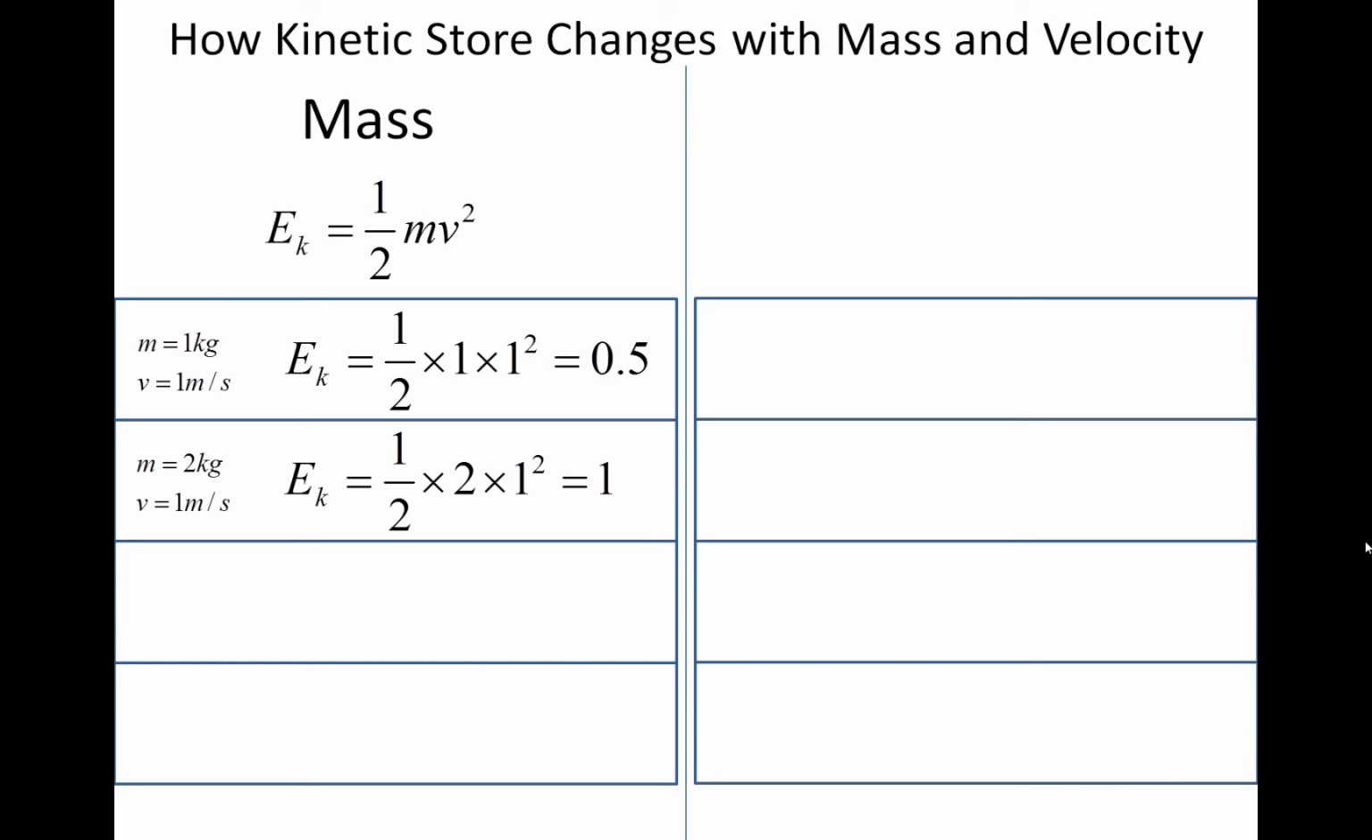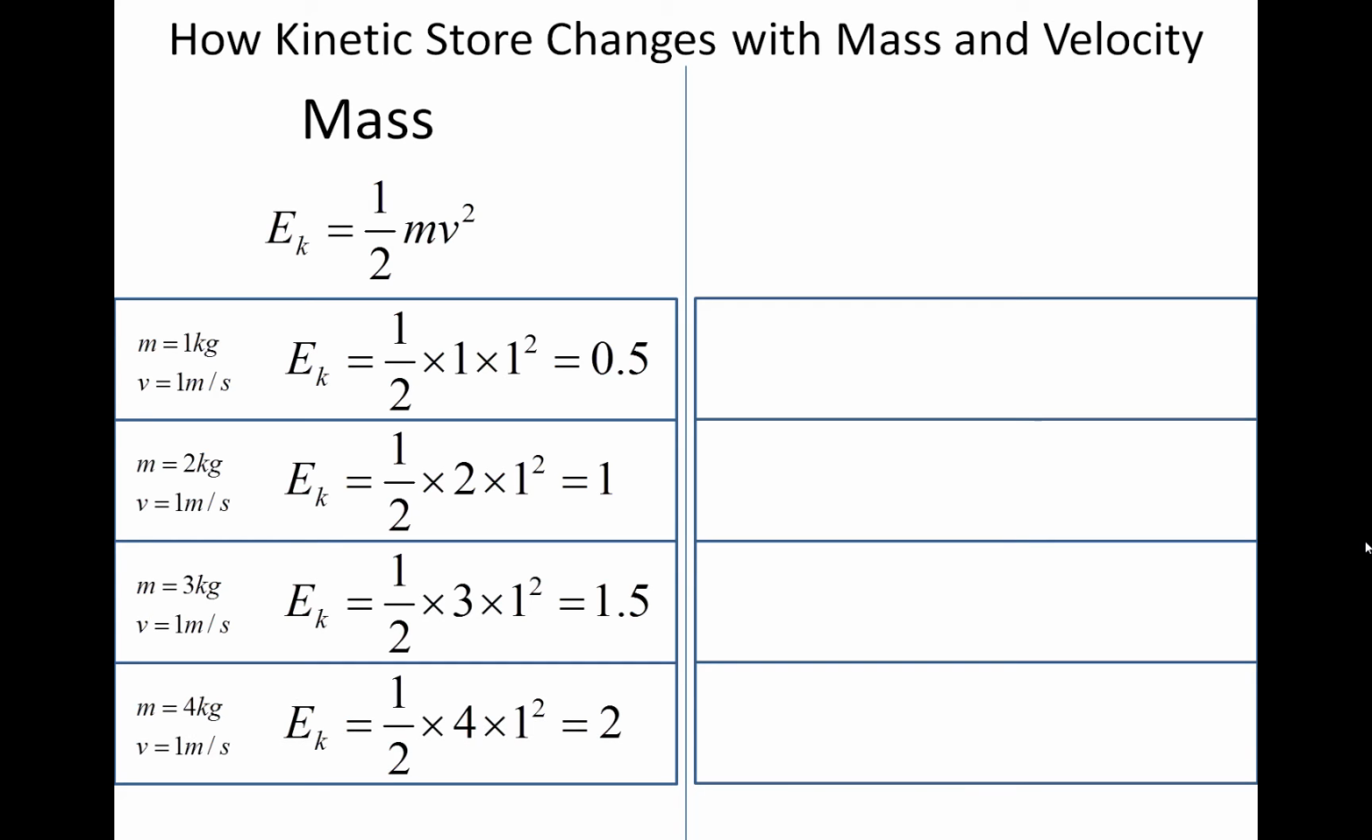If I multiply the mass by 3 times from the original, so we now have 3 kilograms, what we end up with is 1.5 joules. So by multiplying the mass by 3, I also multiply the kinetic store by 3. And finally, if I multiply the mass by 4, you should be able to guess now, the energy in the kinetic store is multiplied by 4.